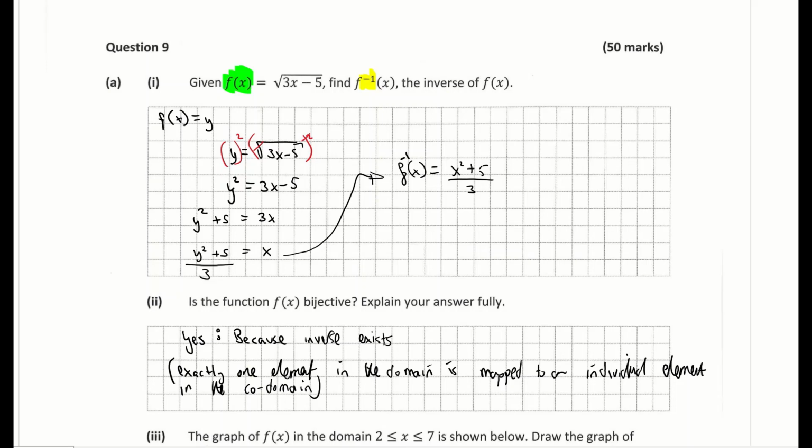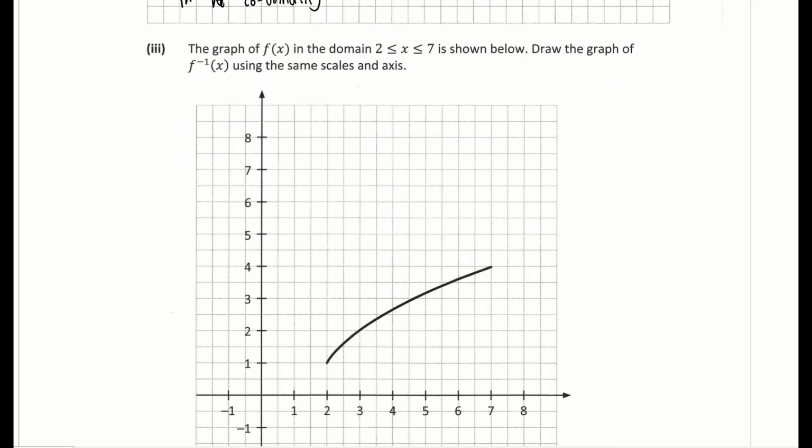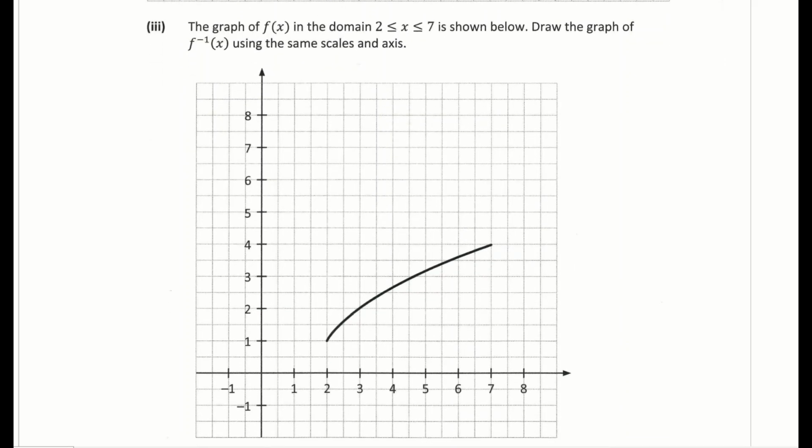Part 3, the graph of f of x is shown on the picture here, and it's shown in the domain of 2 to 7. We need to draw the inverse of that function. We know the inverse of the function from part 1 above, so let's just write it down here to the side, is my inverse, and we got it to be x squared plus 5 over 3. So we have that from part 1 up above.